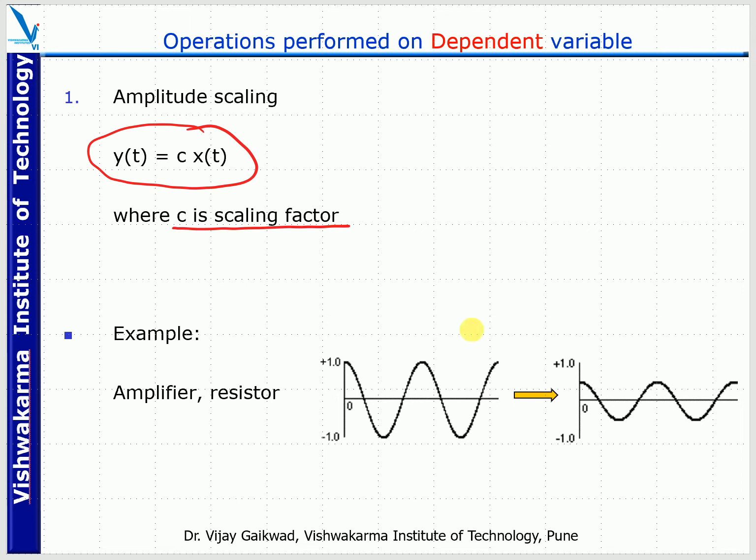Another example is resistor. So we can write the equation as V is equal to R into I. Here V is the output signal, I is the input signal, and resistor R value is a scaling factor which is multiplied to the value of current, and hence a new signal called voltage is generated.